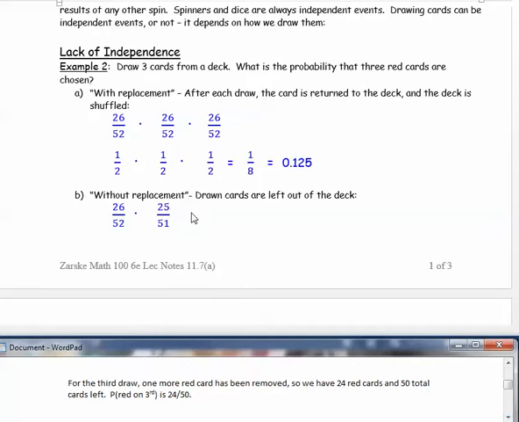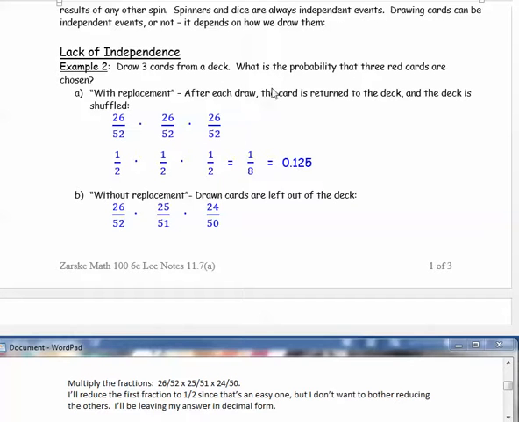For the third draw, yet 1 more red card has been removed. So now we're down by 1. We only have 24 red cards and 50 total cards left. The probability of red on the third draw is 24 out of 50. Multiply the fractions. I'll reduce the first fraction to 1/2 since that's an easy one, but I don't want to bother reducing the others since I'll be leaving my answer in decimal form anyway.